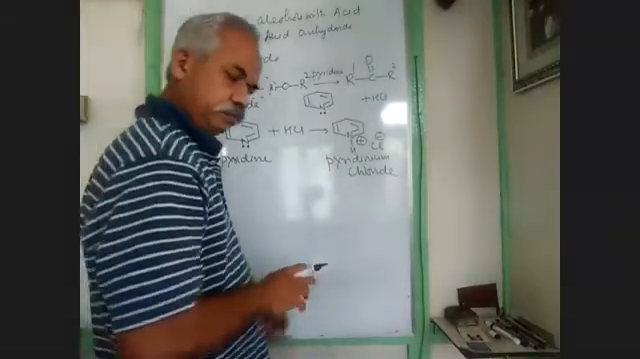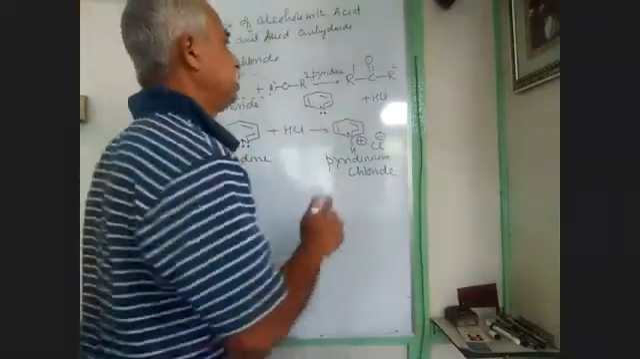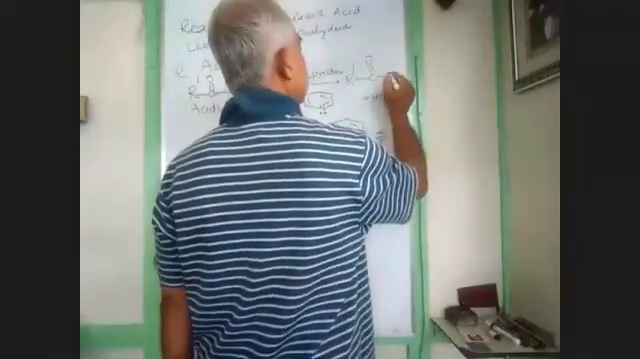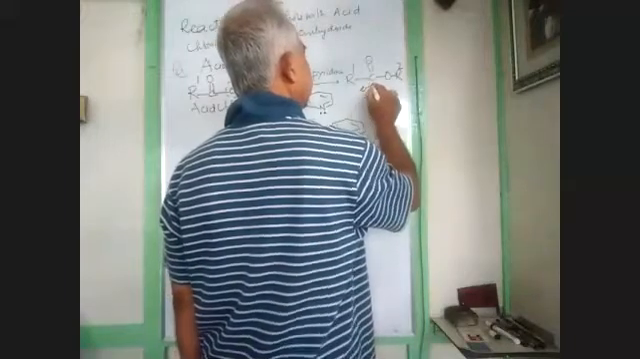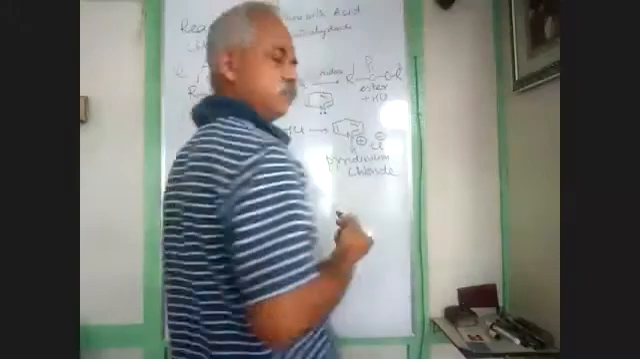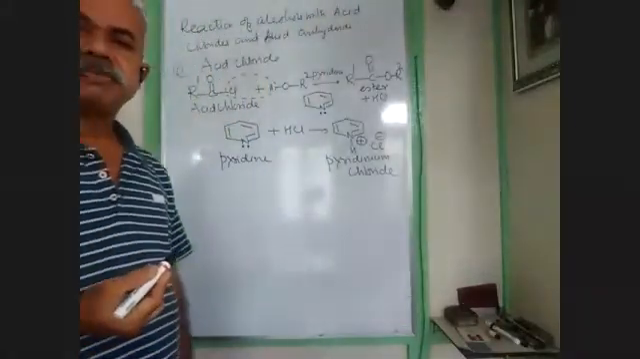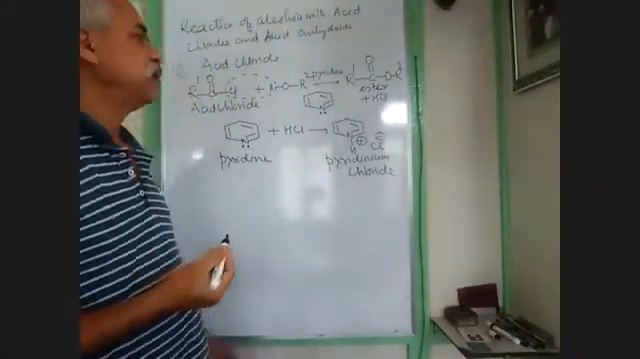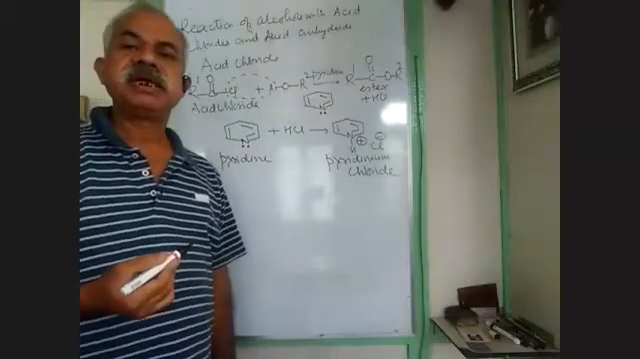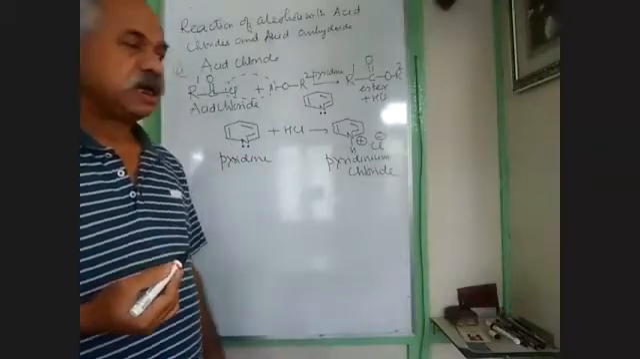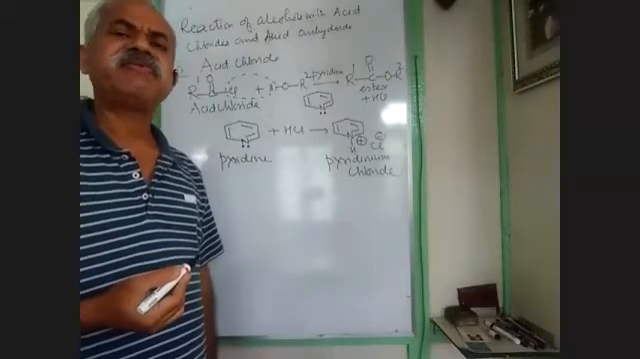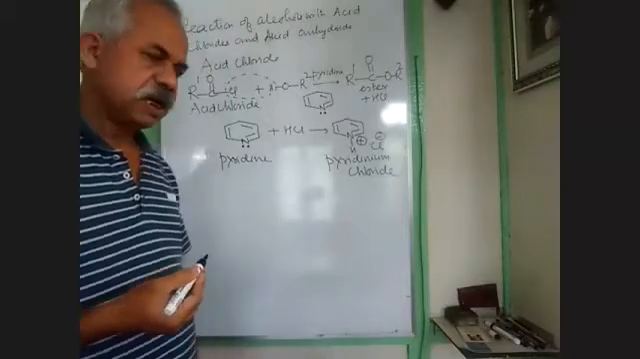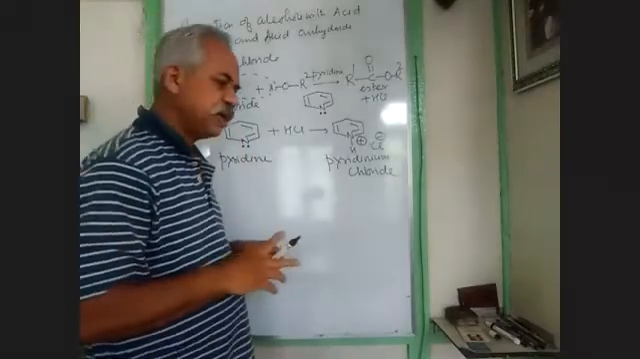So this is an ester. As we can prepare ester from carboxylic acids, we can also prepare ester from acid chlorides. And these reactions are irreversible and very, very fast in nature. Okay, so I'll give you now a specific example.